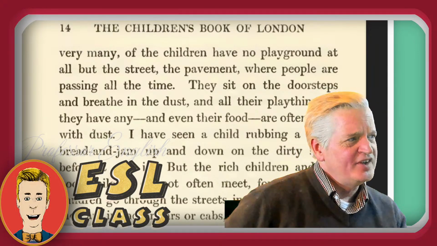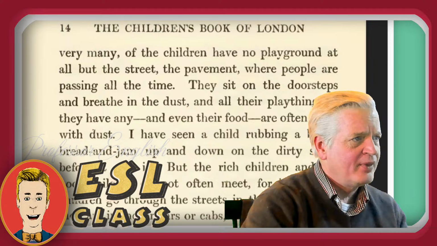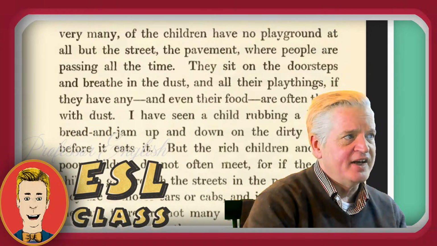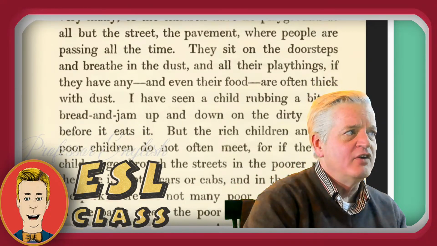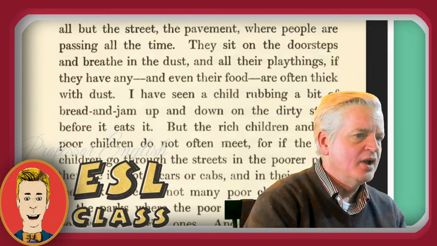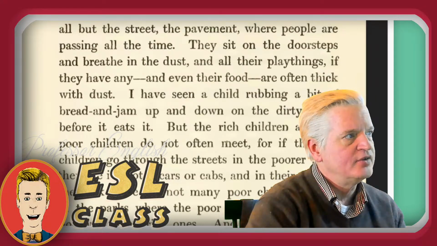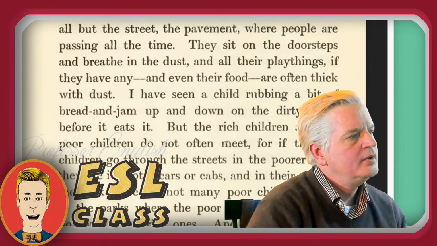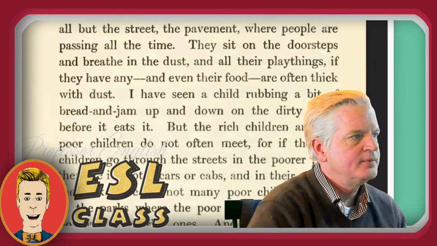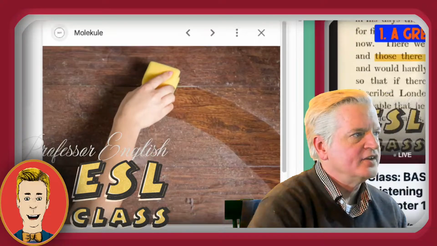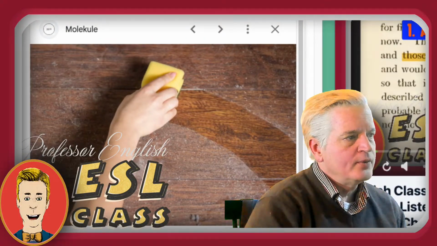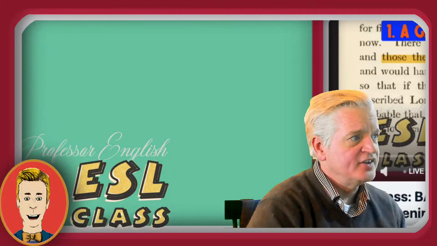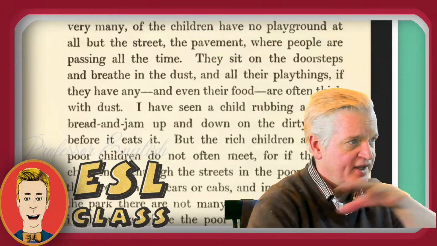But they sit on the doorsteps and breathe in the dust. And all their playthings, if they have any, and even their food, are often thick with dust. So let's look at that word dust for a minute. Here's a good picture of dust. This is dust. So they're saying that there's a lot of dust in the air, and even the dust gets on the food. So the children eat this food, but it's got dust on it.